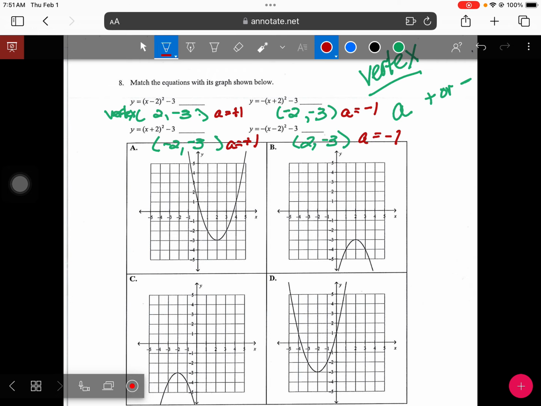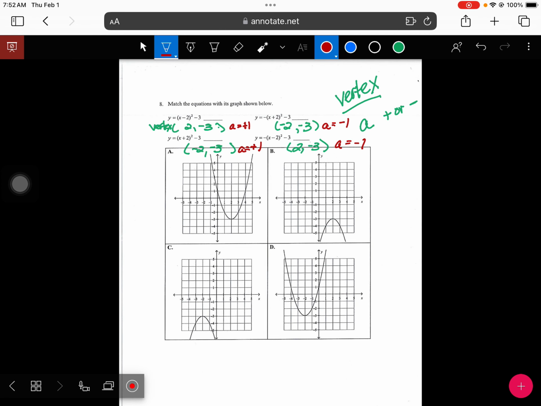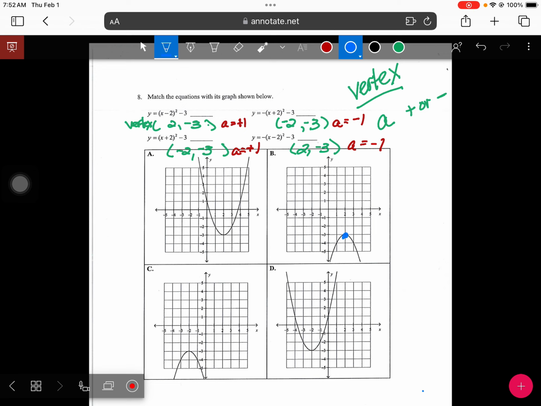All right, so the ones where A is negative 1, what does that tell you? It's going down. A is negative 1, so it's reflected across the x-axis. So B and D are going to be one of these two on the right. So this is 2, negative 3, and it's going down, so that means this one is going to be B.